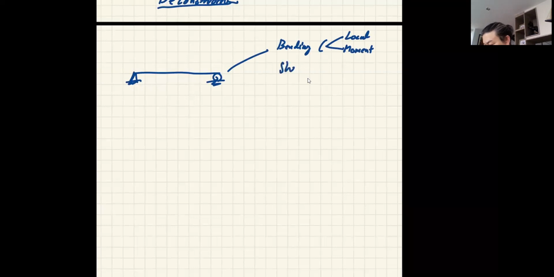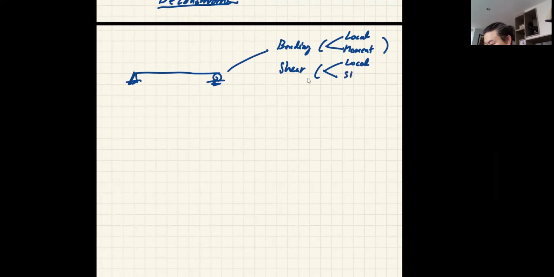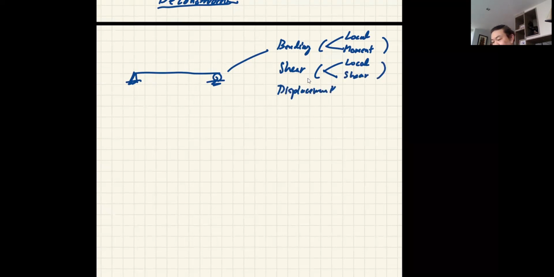And then shear. Now, don't forget that for shear, you always have to check the local buckling as well, to make sure that you got that 0.6 Fy multiplied by the area of the web. And then serviceability or displacement. And these three are the basics.